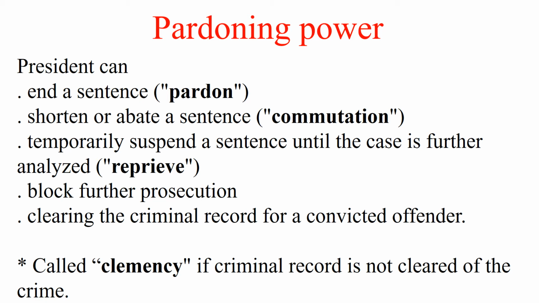He can also block further prosecution of the individual, but in this case he must be quite careful because he wouldn't want to face an obstruction of justice charge. So there have to be some legitimate grounds for the president to block the prosecution of a person. And then he can also clear the criminal record of a convicted offender. These are terms that are used interchangeably in the media sometimes, but the proper use of these terms is summarized in this slide here, according to political science and U.S. Constitution legal scholars.